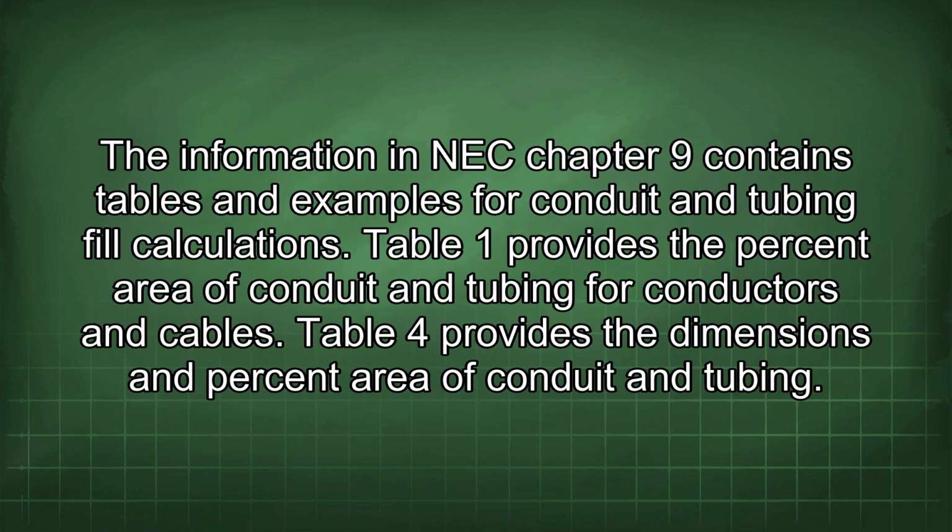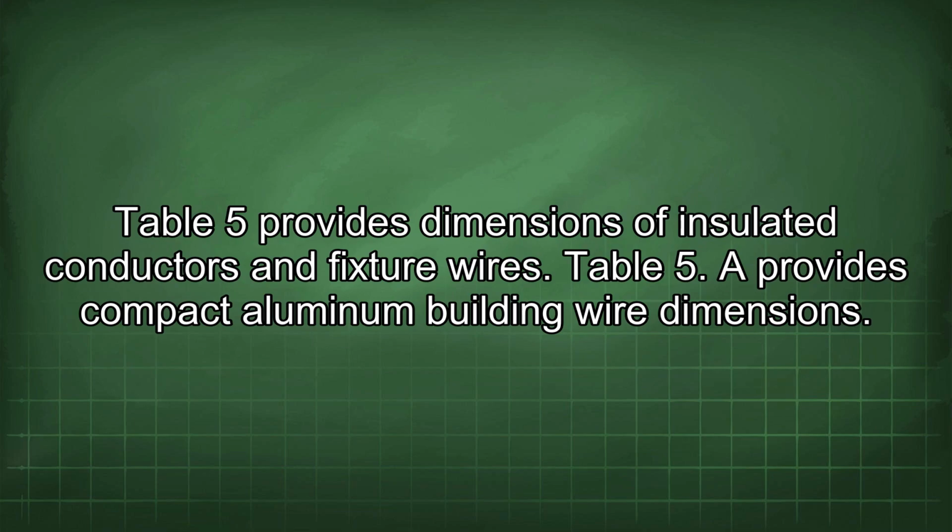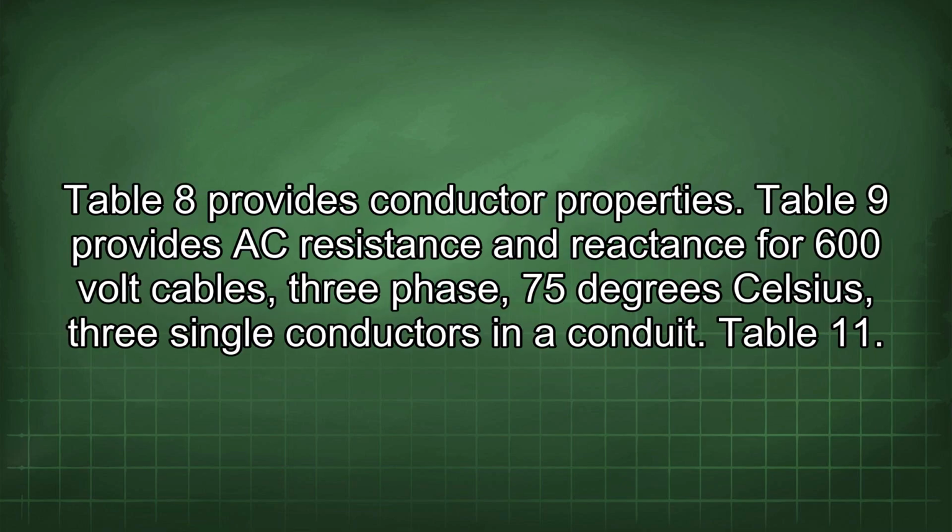The information in NEC Chapter 9 contains tables and examples for conduit and tubing fill calculations. Table 1 provides the percent area of conduit and tubing for conductors and cables. Table 4 provides the dimensions and percent area of conduit and tubing. Table 5 provides dimensions of insulated conductors and fixture wires. Table 5A provides compact aluminum building wire dimensions. Table 8 provides conductor properties.